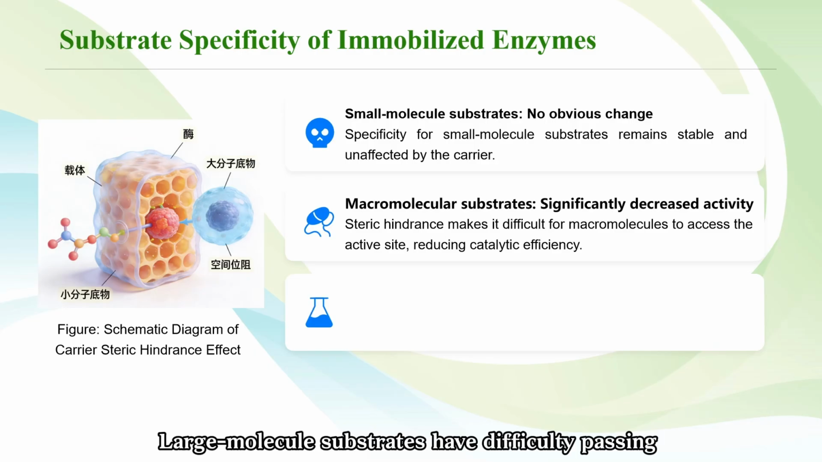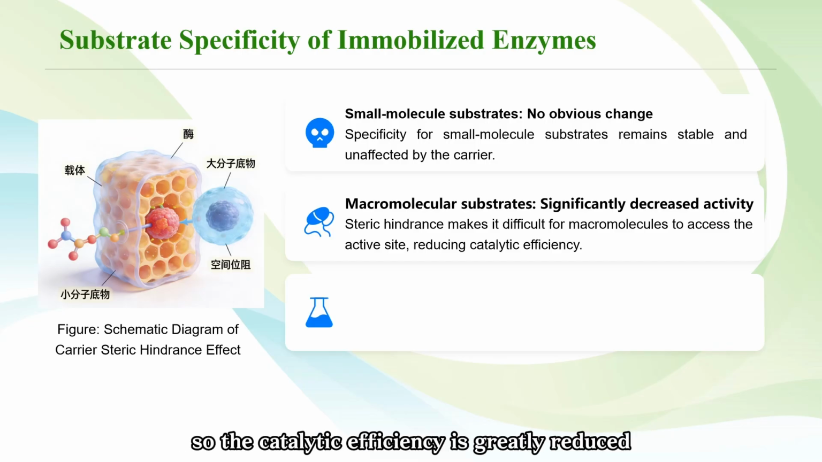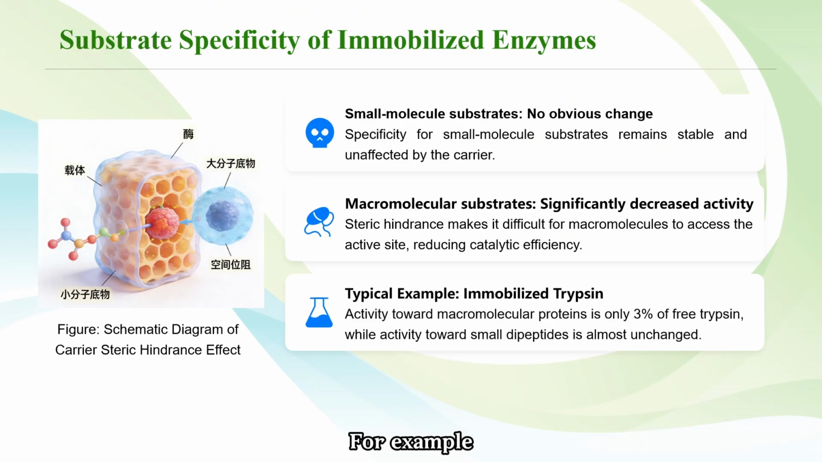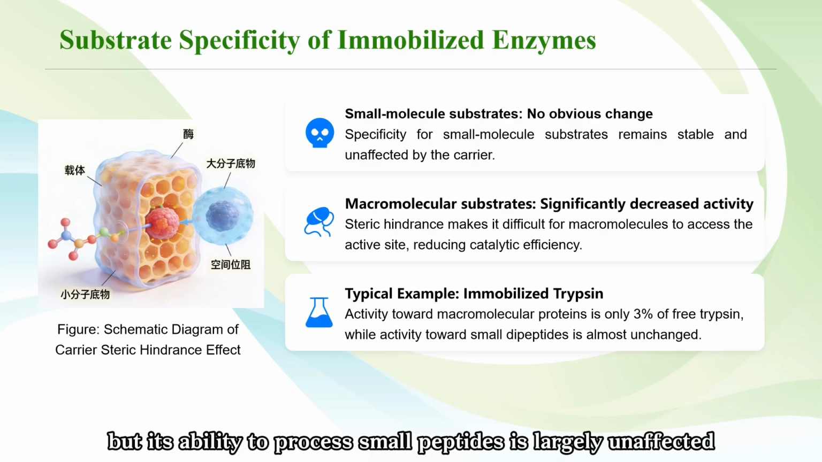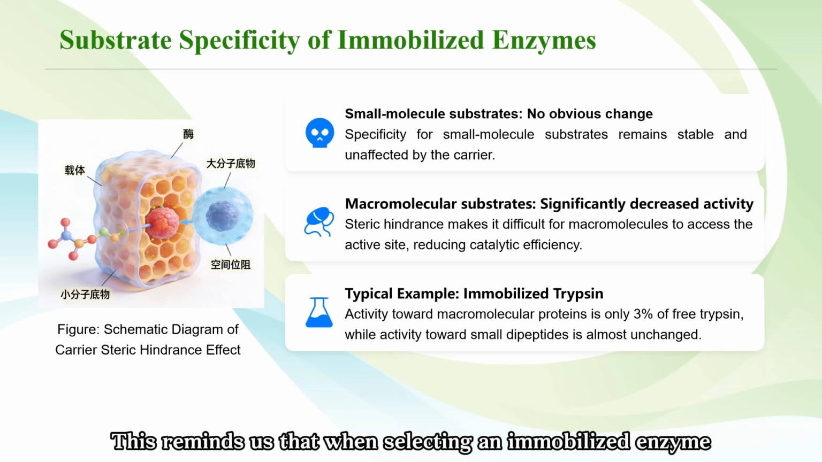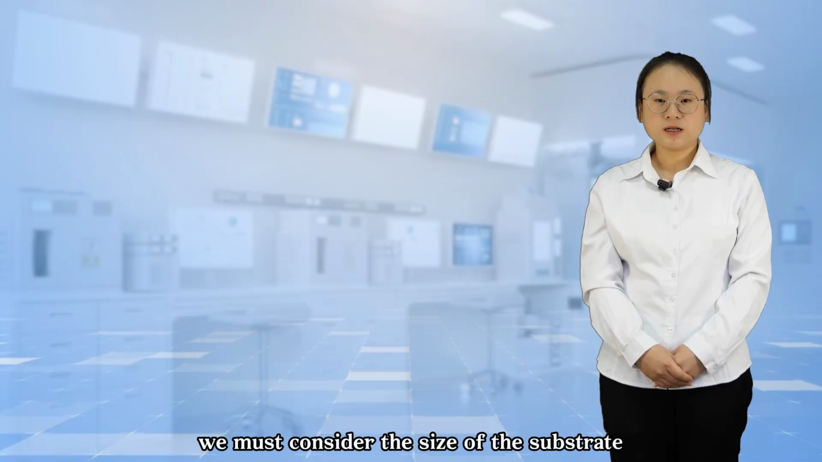Large molecule substrates have difficulty passing through this barrier to reach the enzyme's active site, so the catalytic efficiency is greatly reduced. For example, immobilized trypsin is much less capable of processing proteins than free trypsin, but its ability to process small peptides is largely unaffected. This reminds us that when selecting an immobilized enzyme, we must consider the size of the substrate.